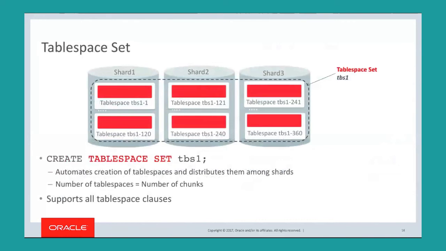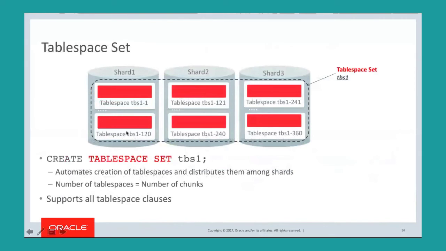And we take the same exact notion into the sharded database. But in a sharded database, you will have thousands and tens of thousands of partitions, right? So how would a DBA go and create these 10,000 table spaces? So what we did is we automated that. With one command called CREATE TABLESPACE SET, a DBA gets to create numerous table spaces. And what's the number? In this example, I have shard 1, 2, and 3. The default number of chunks per shard is 120. That's the default that we have set.